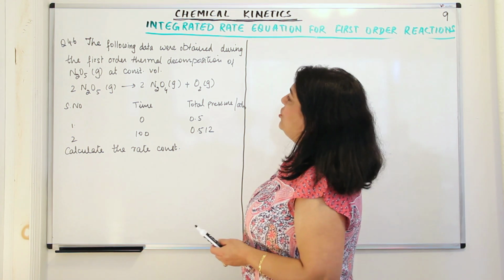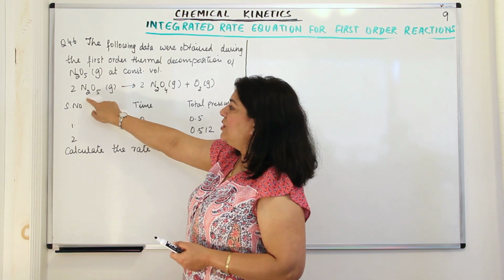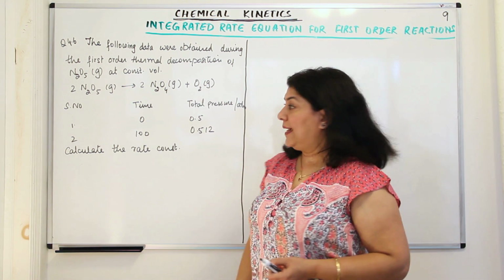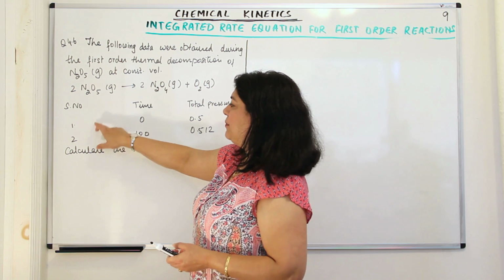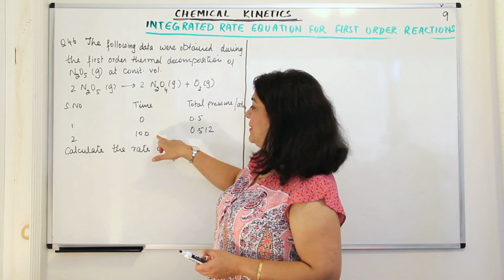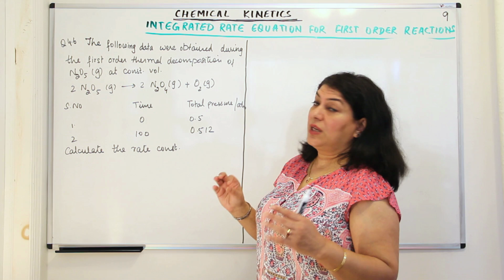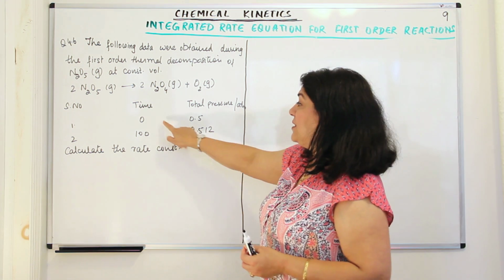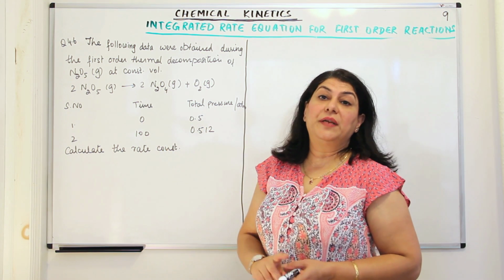So it was the first order thermal decomposition of N2O5 at constant volume. The equation is twice N2O5 gaseous gives you twice N2O4 gaseous plus oxygen gaseous. A table is given where you have the serial numbers, the first and second. There are two readings at time t, where t is equal to 0 and t is equal to 100. The partial pressure is not given, the total pressure is given at time 0 and at time 100. So that is T1 and T2. So 0.5 and 0.512. You have to calculate the rate constant.